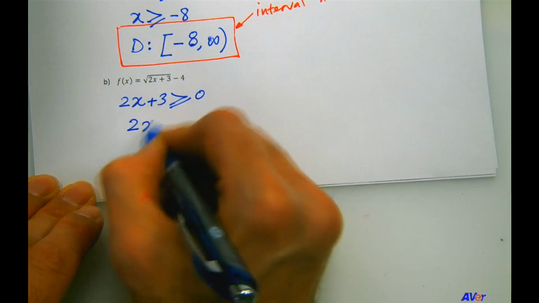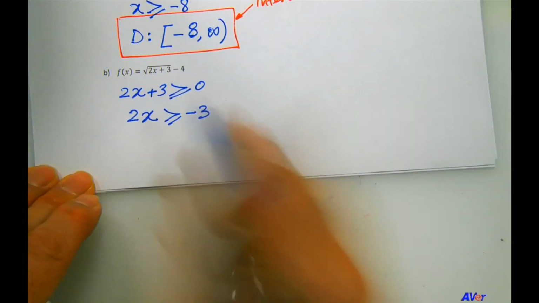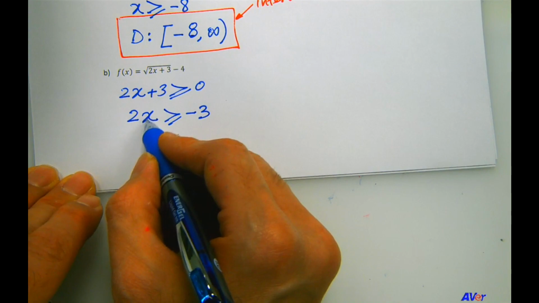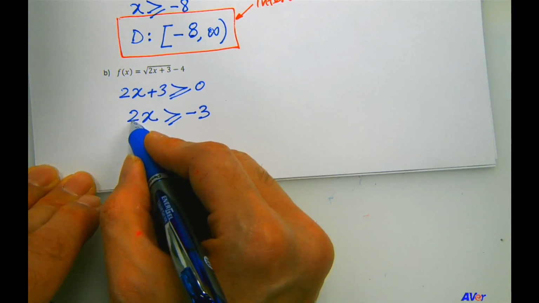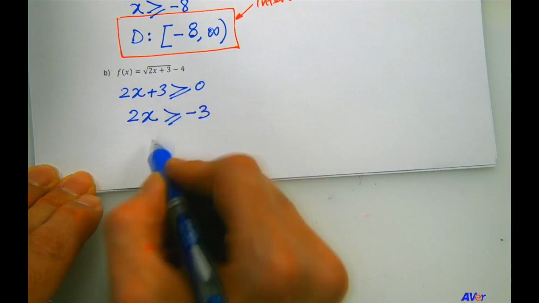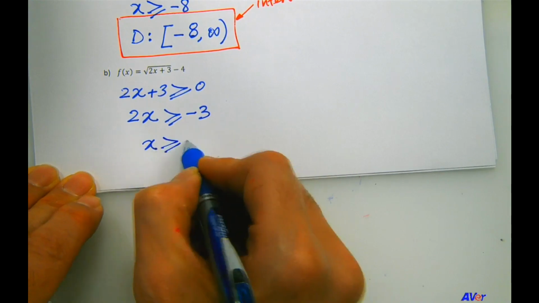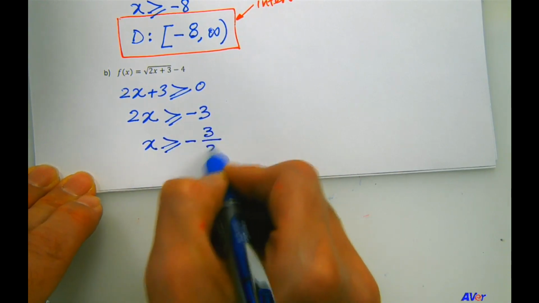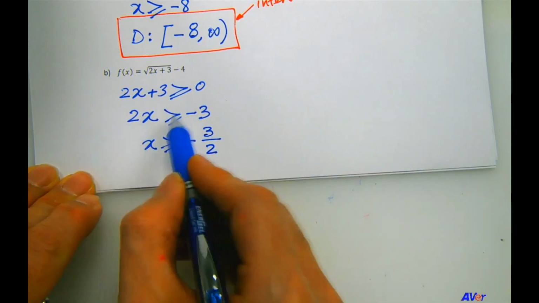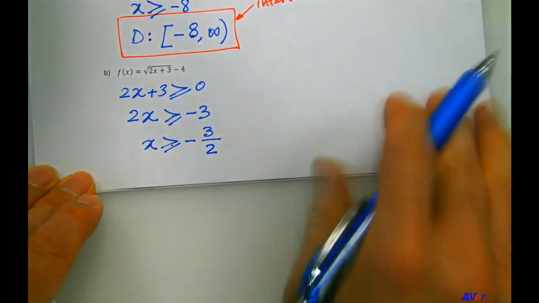So let's solve for x. 2x is greater than or equal to -3. Then we're solving for x, which means we need to isolate it. So 2 is preventing x from being isolated, so we need to get rid of this 2. How do we do that? We divide both sides by 2. So x greater than or equal to -3 divided by +2. Because we're dividing both sides by a positive number 2, the direction of the inequality is preserved. So x greater than or equal to that.